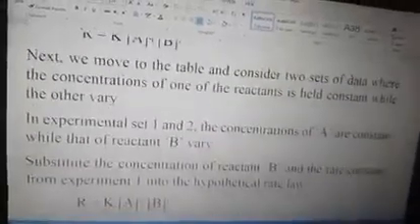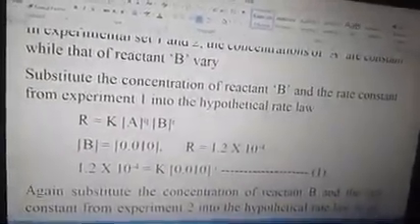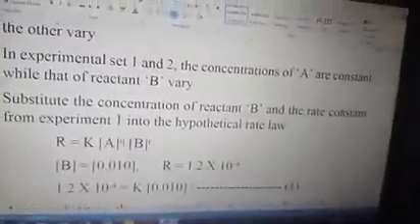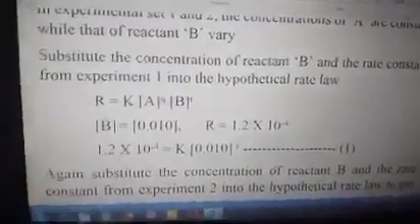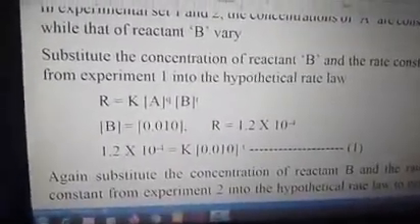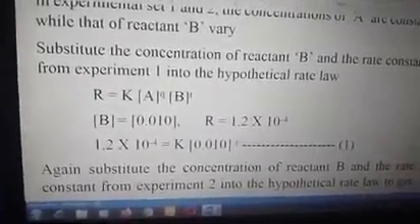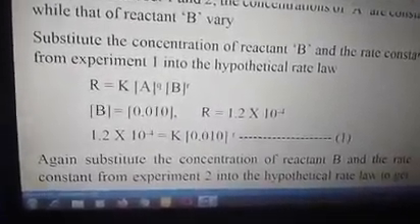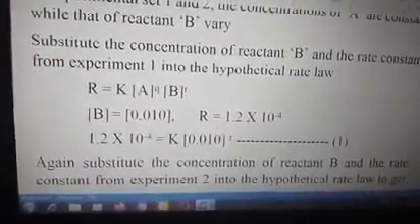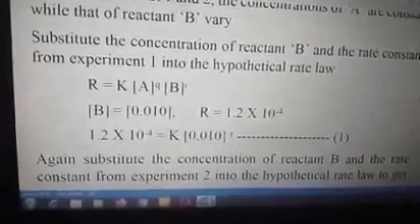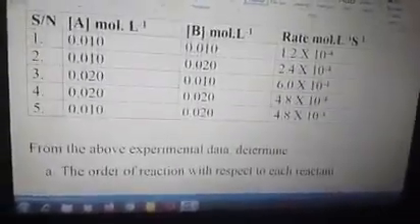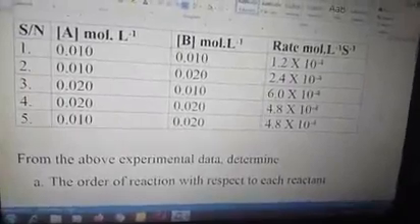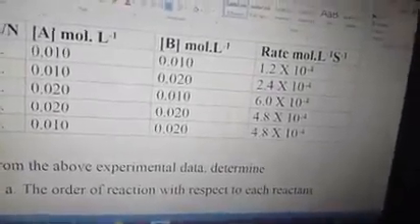So we'll move back to where we were before. We'll now substitute the concentration of B and the rate from experiment 1 into the hypothetical rate law, given as R equal to K, concentration of A raised to power Q and B raised to power R. So we substitute only B, the one that is varying, and ignore A. B concentration is 0.010, and the rate of reaction for step 1 is 1.2 times 10 to the power minus 4. So you can see it. B is 0.010 and the rate is 1.2 times 10 to the power minus 4.